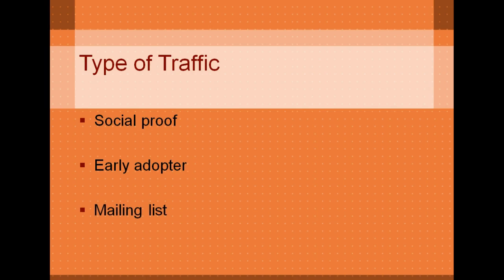The third type of traffic, or the end result of a type of traffic that you may want, is to build a mailing list. So if you want to build a mailing list, you might use a particular type of traffic source, one of those we described earlier. Or finally, if you want buyers, there are certain traffic sources that are more likely to attract buyers than others.